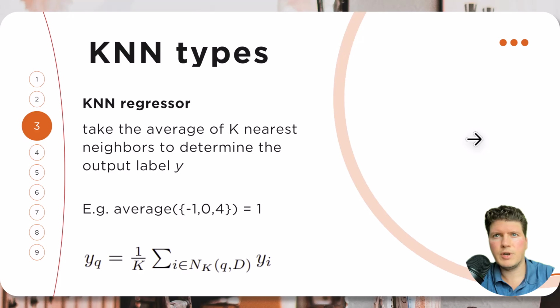For KNN regression, the label is continuous. Given the nearest neighborhood of points, to determine the output label y, we take the average of k nearest neighbor labels. For example, for k equal to 3, if we have nearest training labels -1, 0, and 4, the KNN output label is the average of these values and it's equal to 1.